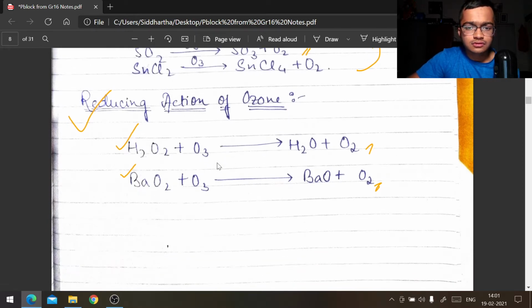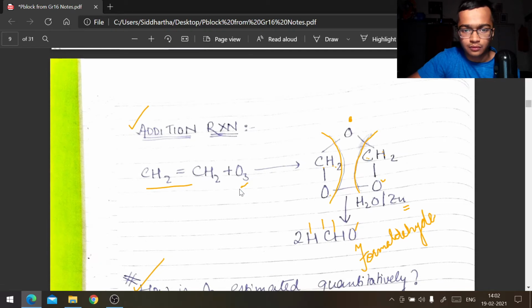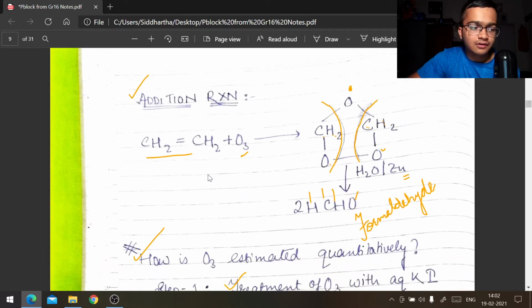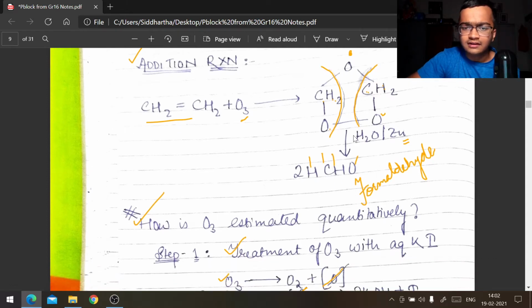Now the reducing action of ozone: it can reduce hydrogen peroxide. H2O2 plus O3 gives H2O plus O2, BaO2 plus O3 gives BaO plus O2. This is barium oxide, BaO. Addition reaction: I have already said that when you take any sort of alkene and react it with ozone, this sort of addition reaction occurs, right? A ring-like structure is formed, and the bond is cleaved in such a manner. 2 moles of formaldehyde are formed in this case where I have taken ethene.